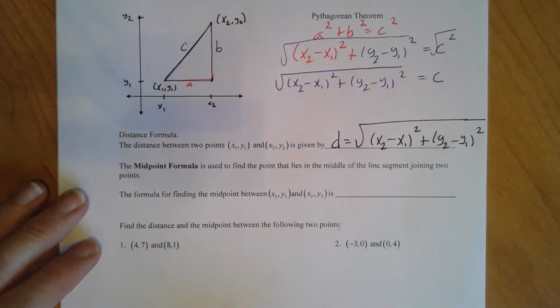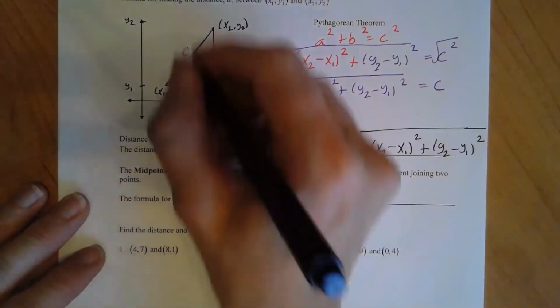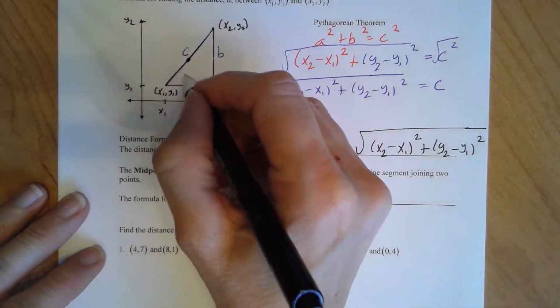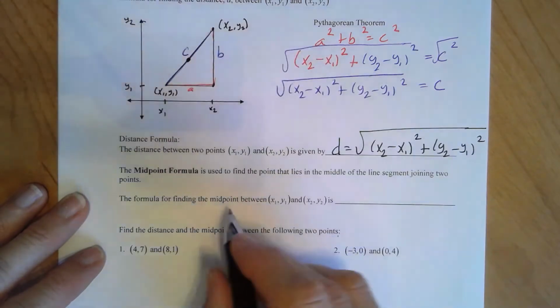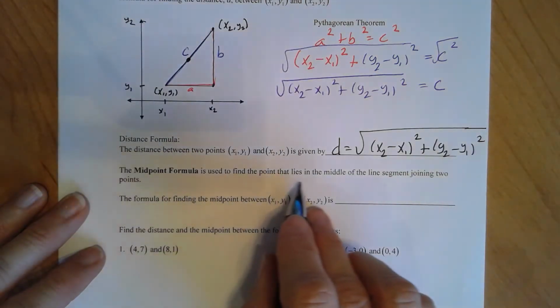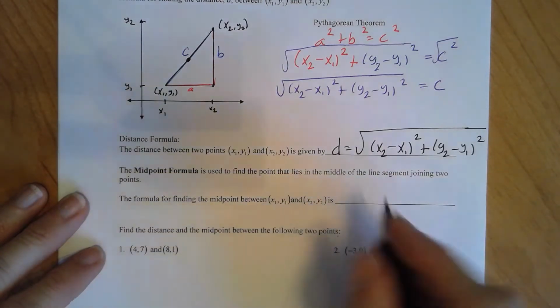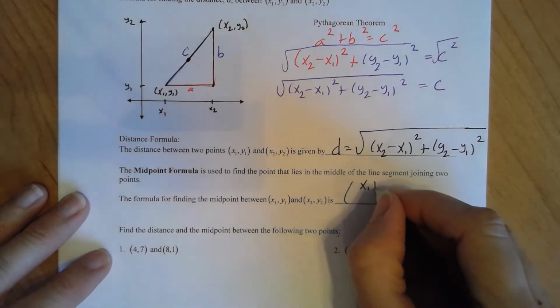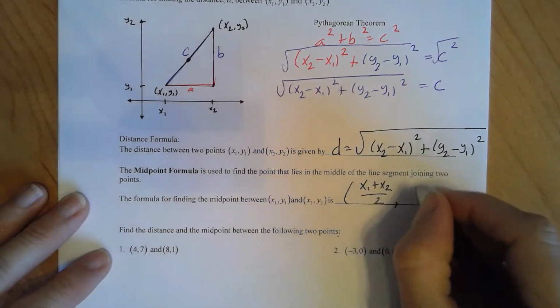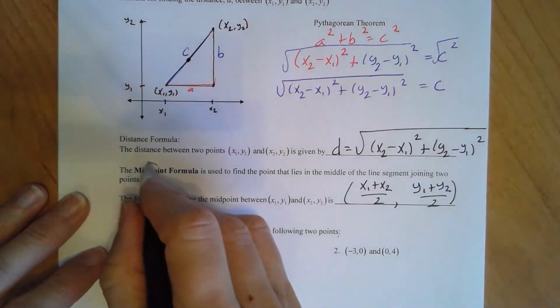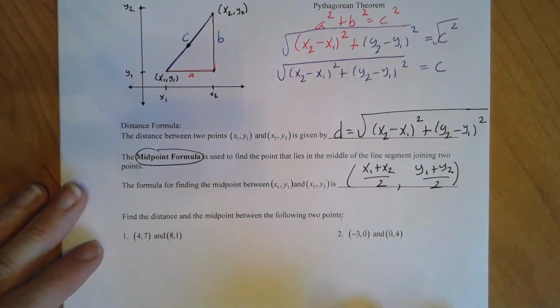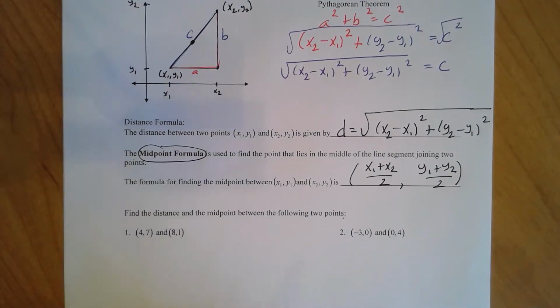You do have to have these formulas memorized. Now the midpoint is the point that's right in the middle of the line segment. And so the midpoint is the average of the x's and then the average of the y's, still as an ordered pair. So the midpoint formula is used to find the point that lies in the middle. The formula for finding the midpoint is x1 plus x2 divided by 2 and y1 plus y2 divided by 2. So when you think of the midpoint formula, think of an average. Don't subtract the values, you're going to add the values and divide by 2. That's how you take an average.